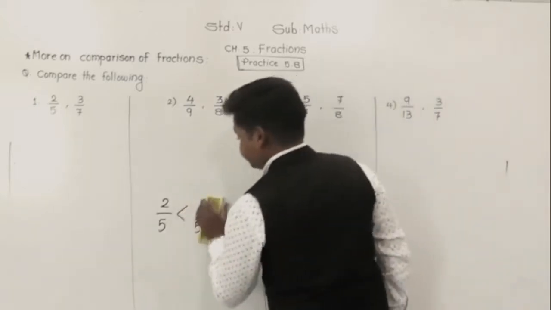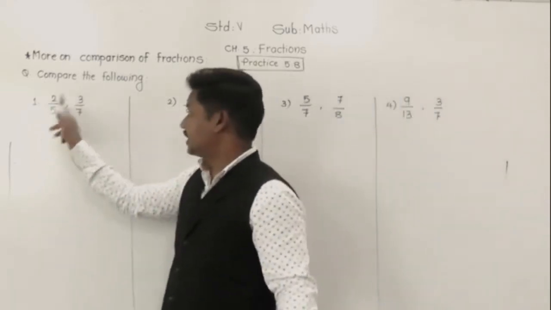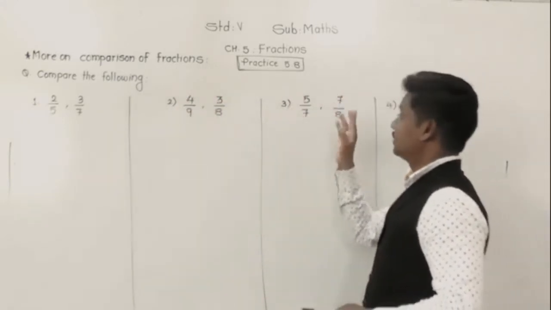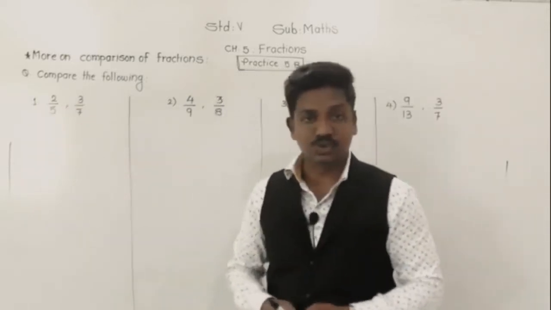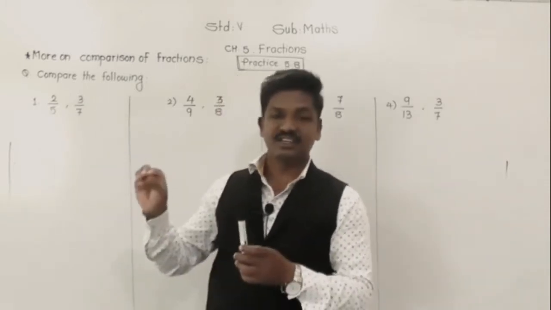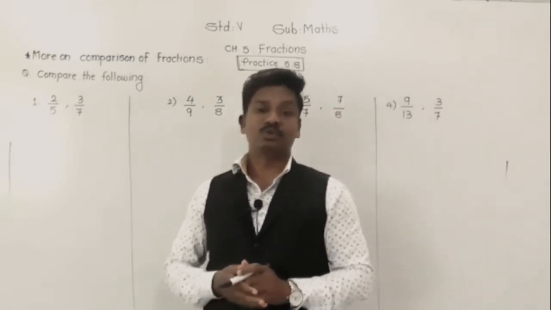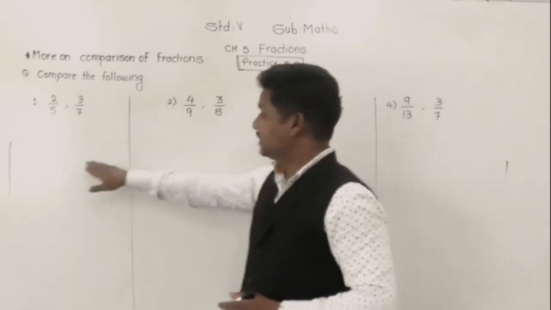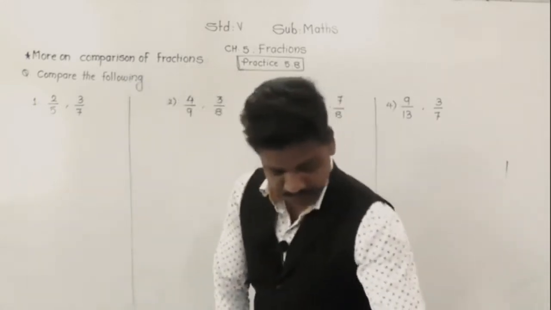Now see here, if you observe these fractions 2 by 5, 3 by 7, 4 by 9 and 3 by 8, 5 by 7 and 7 by 8, you will come to know that the given two fractions are totally different, meaning their numerators and denominators are not same. So in that case, how to compare them? Let's see. It's very easy. Just pay attention carefully.